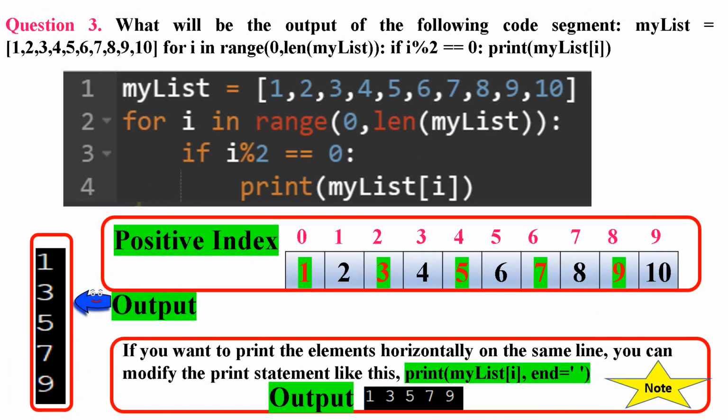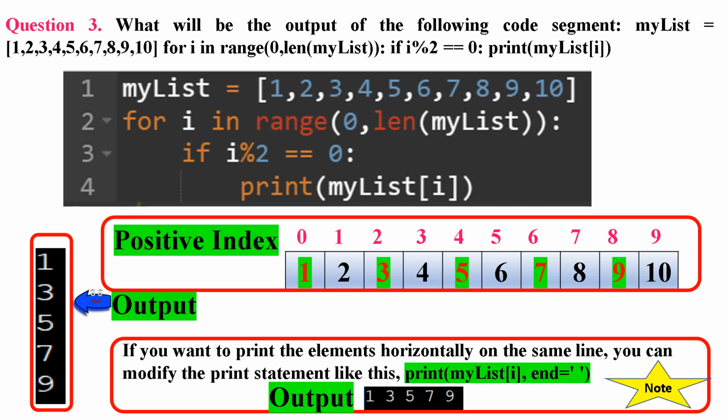Question 3. What will be the output of the following code segment? mylist equals a list containing 1, 2, 3, 4, 5, 6, 7, 8, 9, 10. For i in range of 0, len of mylist, if i mod 2 equals 0, print mylist of i. Now, look at the Python code.